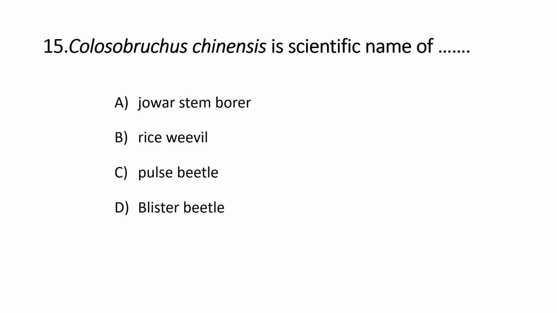Now, Callosobruchus chinensis is the scientific name of, options are Java stem borer, rice weevil, pulse beetle and blister beetle. Here the correct option is pulse beetle.